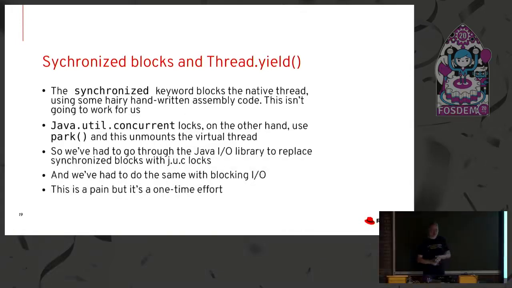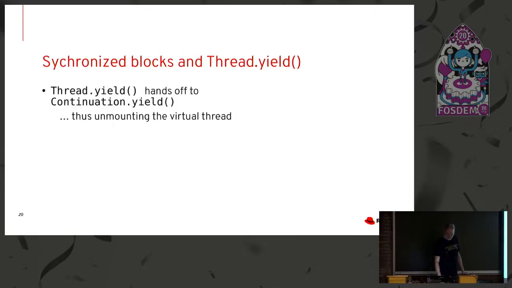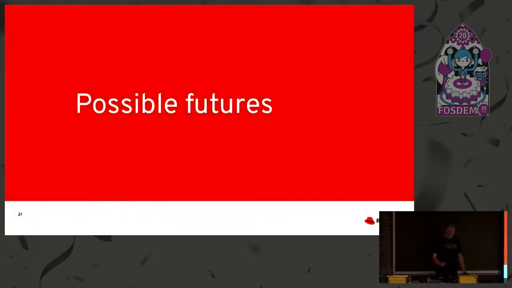because now you've got one fewer thread that you can use to do some work. But people are more and more these days using the locks from Java util concurrent rather than just synchronized blocks, and these work perfectly well with Loom virtual threads. They unmount the virtual thread if they block. So that works fine. So we've had to go through the Java IO library, replacing these synchronized blocks. It only has to be done once. And thread yield hands off to continuation yield, unmounting the virtual thread. All good.